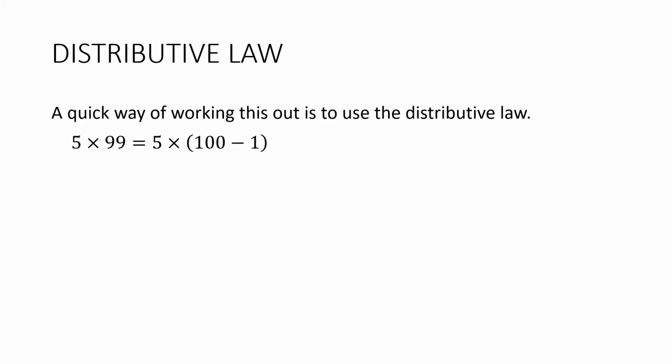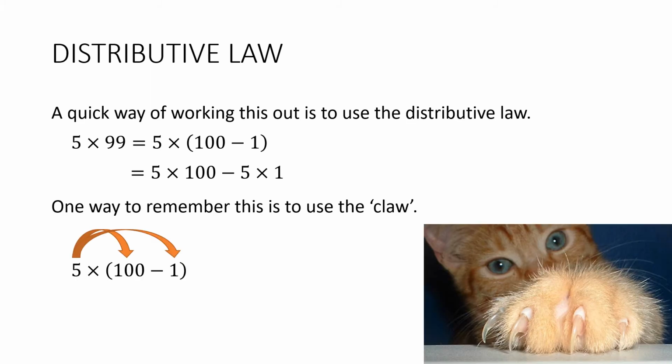If we want to work out 5 lots of 99, a quick way to do it is to do 5 lots of, and turn the 99 into 100, take away 1. The distributive law then says that that's equal to 5 lots of 100, take away 5 lots of 1, which is 495. One way to remember this is to use the claw. Can you see the claw here? So I'm doing 5 lots of 100, take away 5 lots of 1.